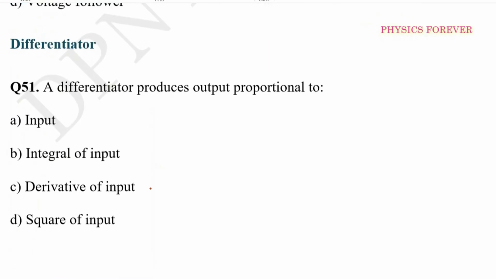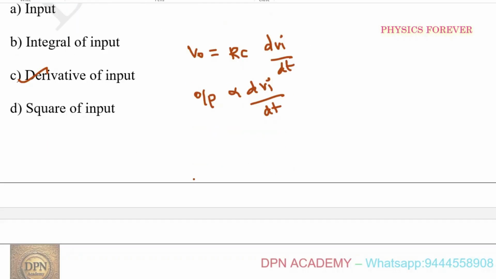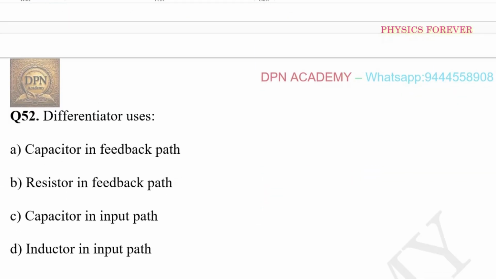Next we move on to the differentiator. A differentiator produces output proportional to the derivative of the input. That is V0 equals RC dVi by dt. The output is proportional to the differential of the input. So option C is correct.